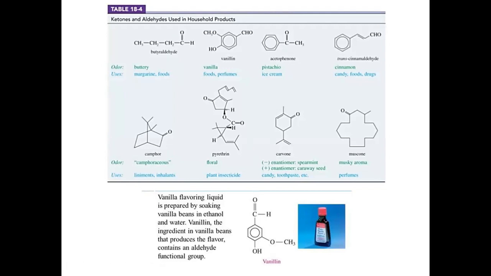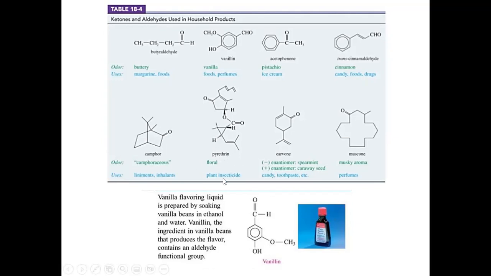For example, butyraldehyde, which is used in margarine and foods. Okay, vanillin, I'm sure you know, is vanilla, used in foods and perfume. Acetophenone, pistachio and ice cream and cinnamon, candy, foods and drugs. I'm sure you are also familiar with camphor, right? That we use in liniments and inhalants, right?